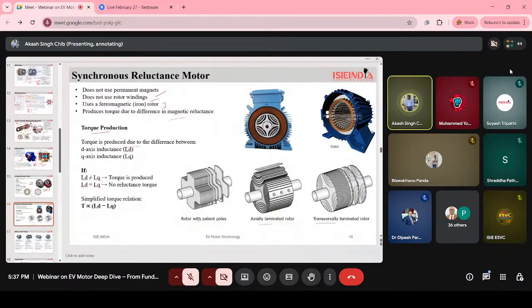I talked about the saliency before. If LD is not equal to LQ, then torque is produced. If there is no difference, no reluctance torque will be produced. So that difference is a must to generate more torque. We are using these types of motors in heavy vehicles, like trucks or buses. This is the switched reluctance motor, and the synchronous reluctance motor is basically used in heavy vehicles.